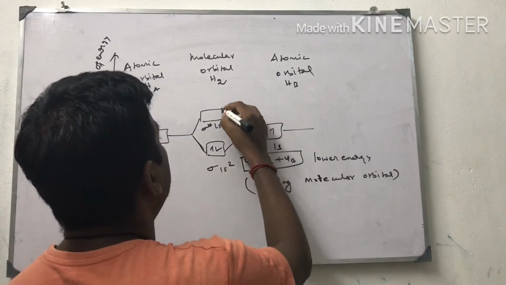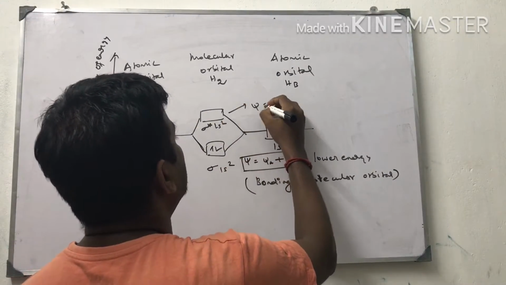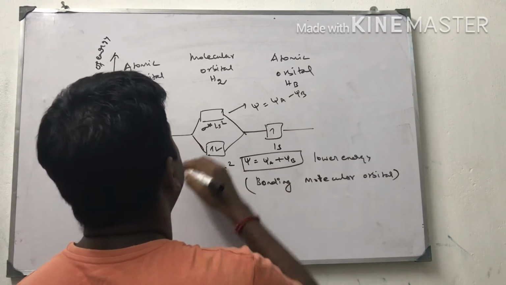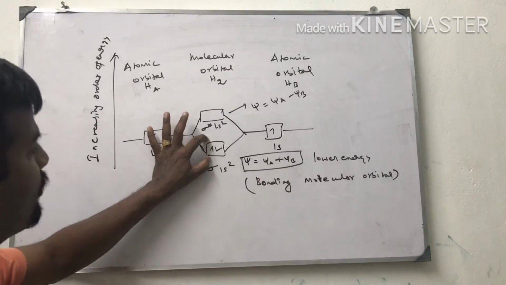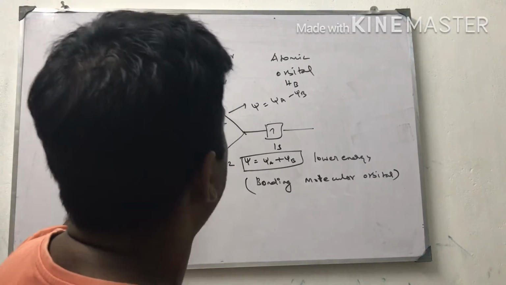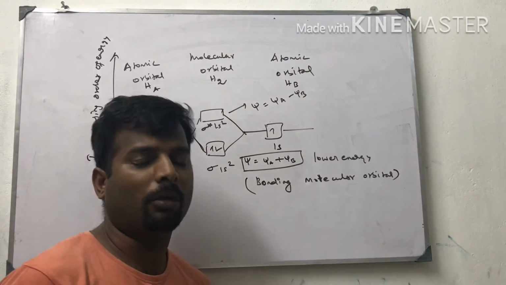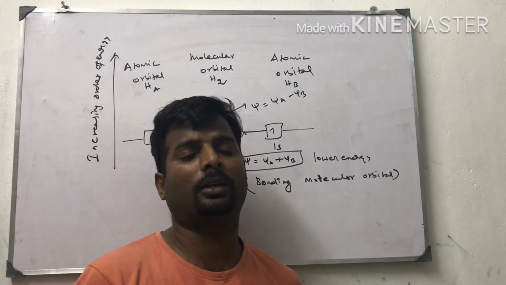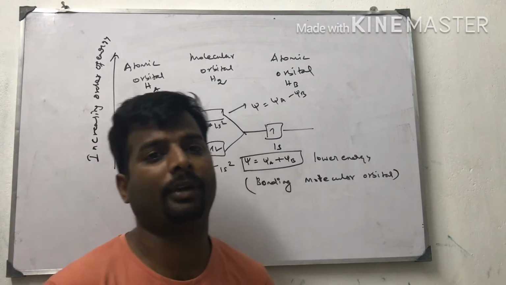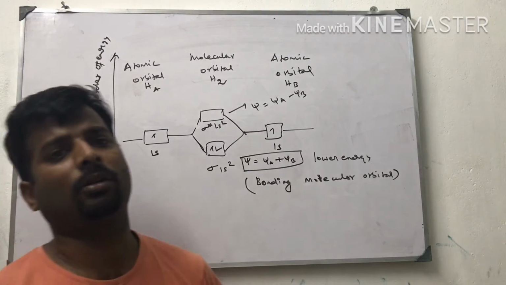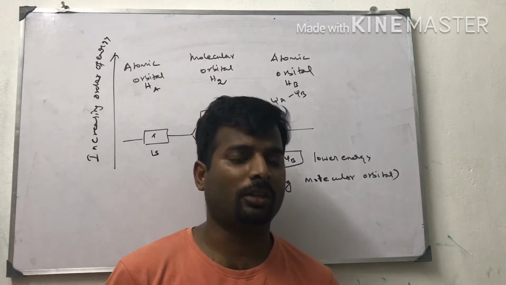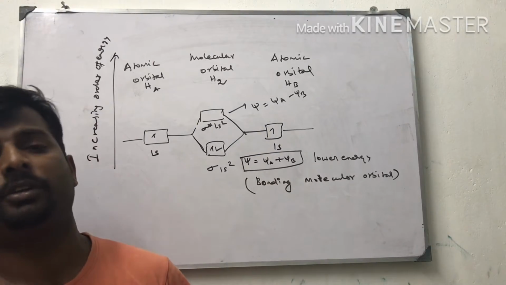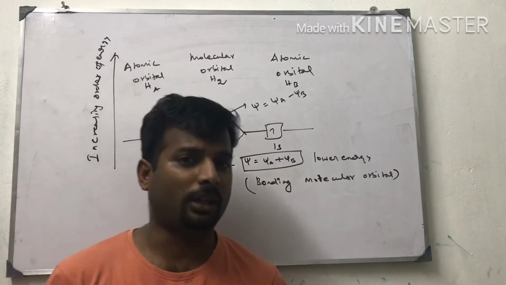Next one is the anti-bonding molecular orbital, psi is equal to psi A minus psi B. This is due to constructive interference and this is due to destructive interference. Whenever atomic orbitals combine to form a molecule, some of the electrons undergo constructive interference and some undergo destructive interference. Constructive interference means the addition of the electrons and destructive interference means subtraction.